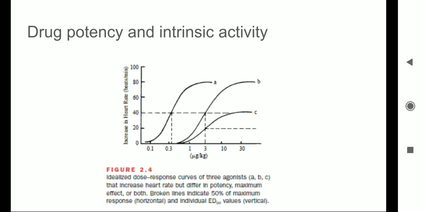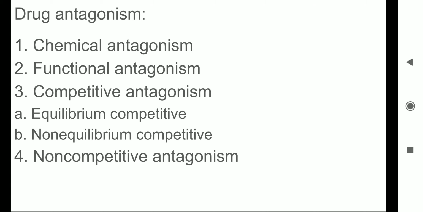So let's move on to the next topic, that is drug antagonism. The terms agonist and antagonist have been already introduced to you in the previous video lectures. So agonist is the drug which is going to carry out a certain physiological function, while antagonist is the drug which is going to block a certain physiological function.